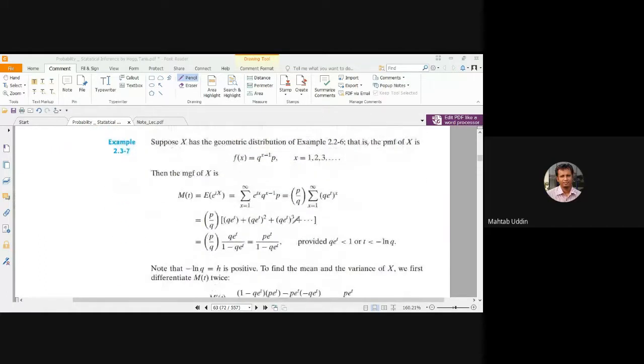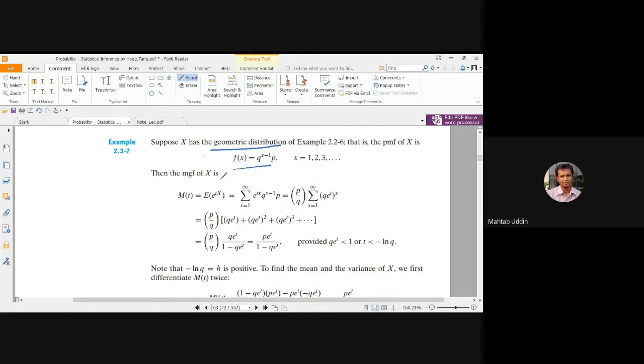In the last class, we have found this is a geometric distribution. We found the mean and variance using the expectation of this geometric distribution. Today, we'll find the mean and variance using the moment generating function. This is the PMF, that is the probability mass function for the geometric distribution: q to the power x minus 1 times p.